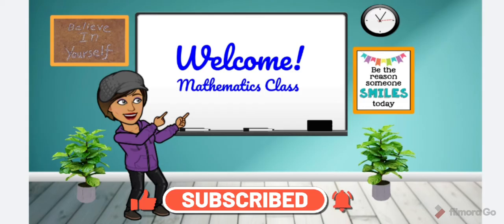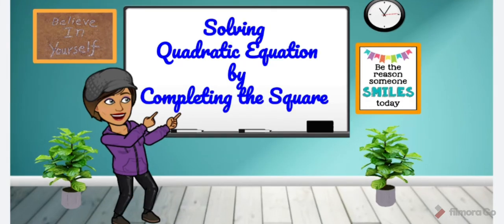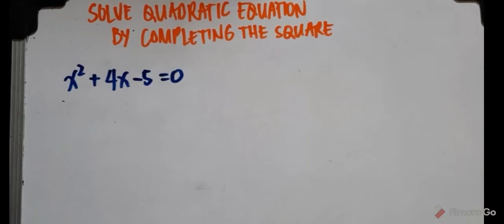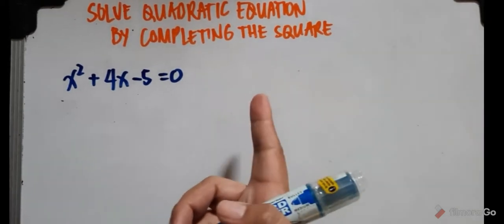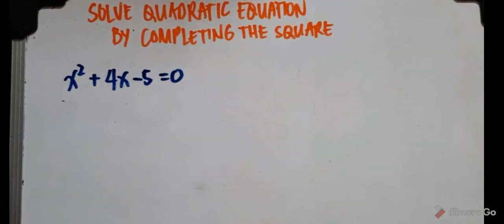For today's lesson, we are going to solve quadratic equations by completing the square. It means we are going to find solutions to a given quadratic equation by applying the completing the square method. X squared plus 4x minus 5 equals 0, using completing the square. How are we going to do that?